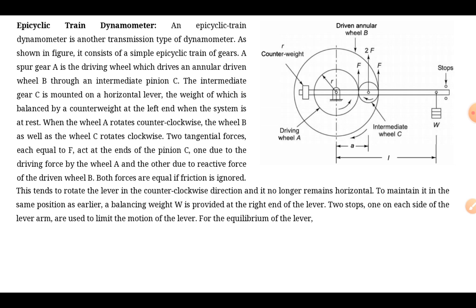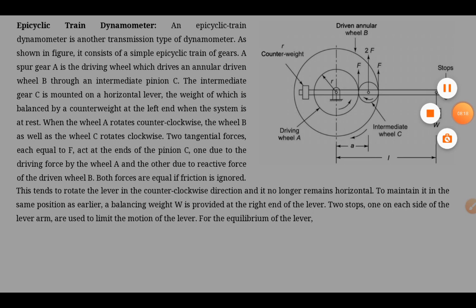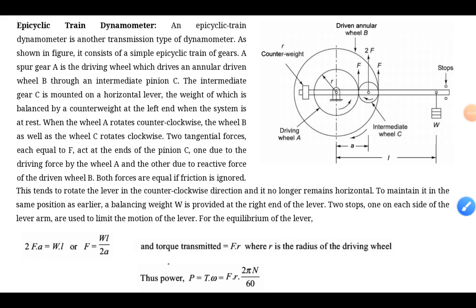So let's understand the arrangement of this setup also. In the epicyclic train dynamometer, the construction of which is shown here in the figure, the working principle is very much similar to the belt transmission type dynamometer, and this is also a transmission type dynamometer. That means it does not stop the power transmission while measuring the power, right. So let's see what the working principle of this type of dynamometer is.